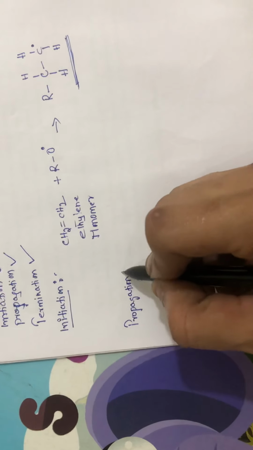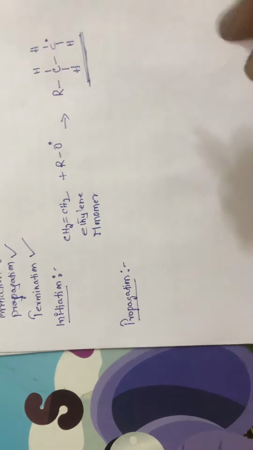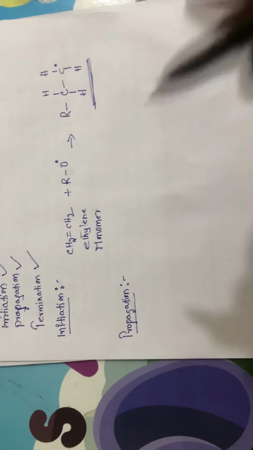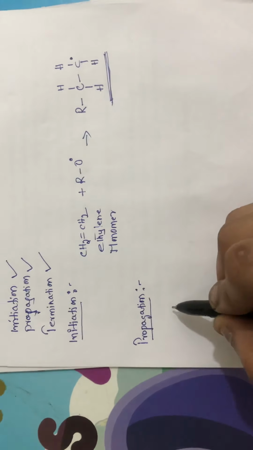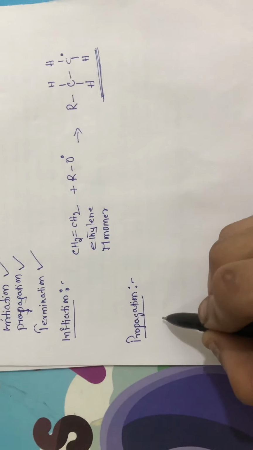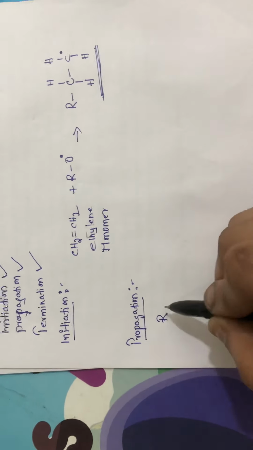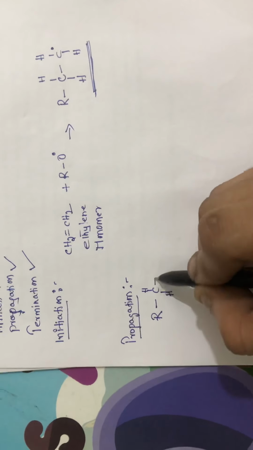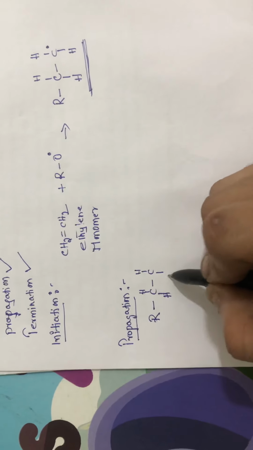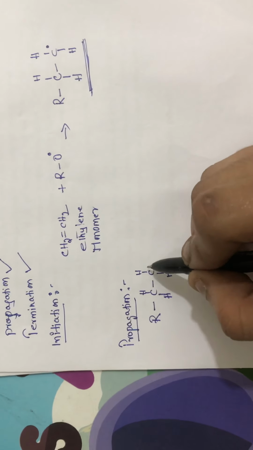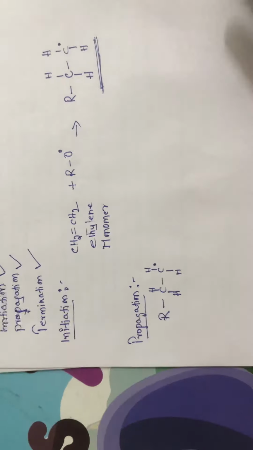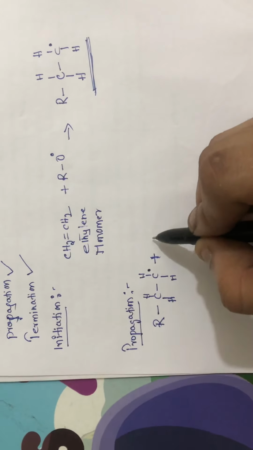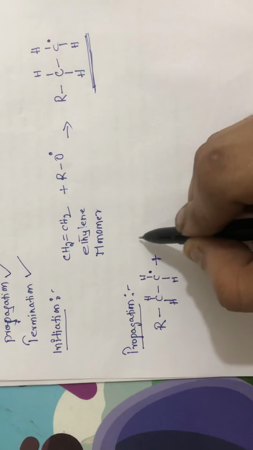That is what? Propagation. So in this propagation step, the product obtained from the initiation step will be taken as a raw material, R CH2, single bond, CH2, right? This is a free radical. Now this will interact with another ethylene molecule.